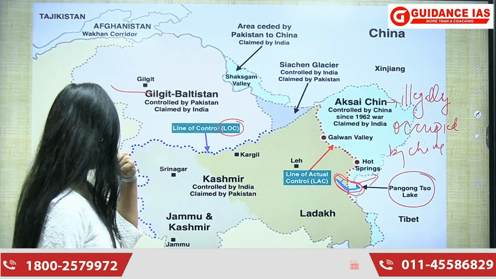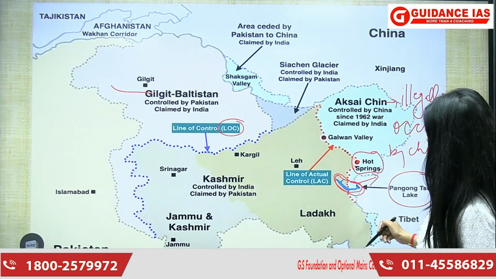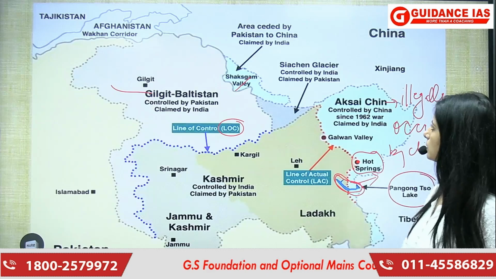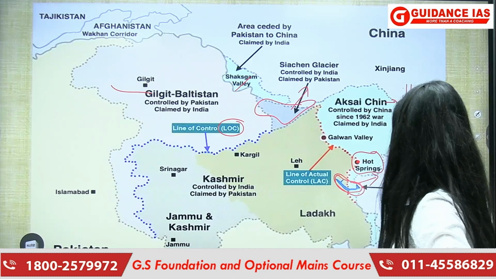So we'll stay here. This is Hot Spring. Again, this was also a point which was in the news. So make sure that you remember the exact position of them. The Siachen Glacier here, UPSC has asked a question about it too, so you should know the exact location. Hot Spring, Pangong Tso Lake, Siachen Glacier, Aksai Chin, Galwan Valley, okay?